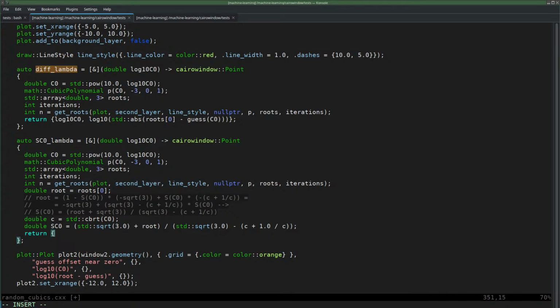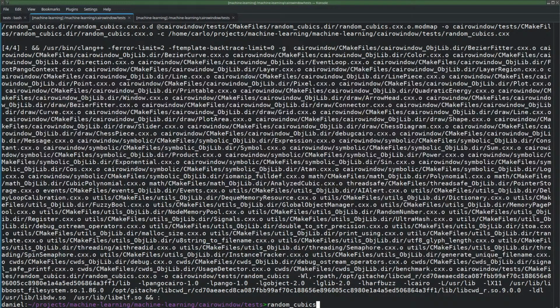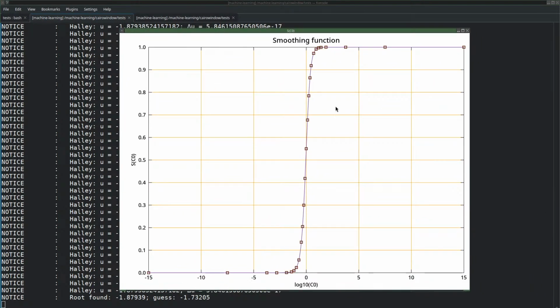Return. And then like here, we use the log 10 of C0 on the x-axis, and then S of C0 on the y-axis. Don't even crash. That is the smoothing function going from 0 to 1. Awesome.